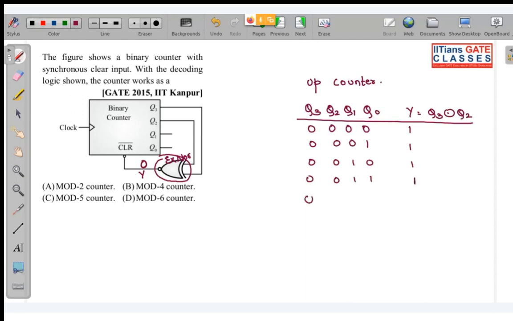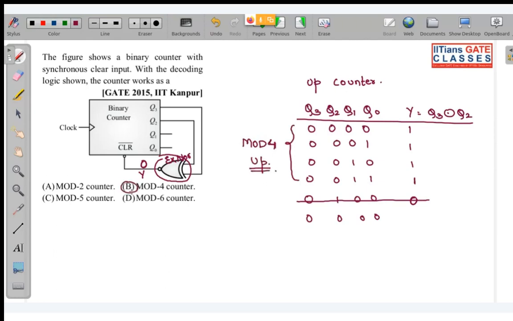Now, in the next case, this will become 0, 1, 0. At this time, whenever we have different input states in your XNOR, the output will be 0. Now, the moment this is 0, the clear will get activated, and all these Q3, Q2, Q1 will go back to 0. So the next state will be 0, 0, 0, 0. Now we can see that this is 1, 2, 3, 4. So this is a mod 4 up counter.